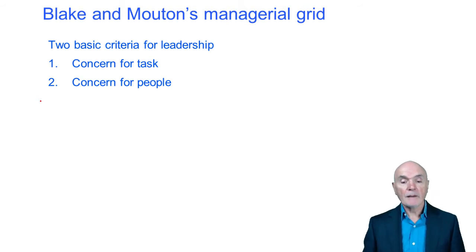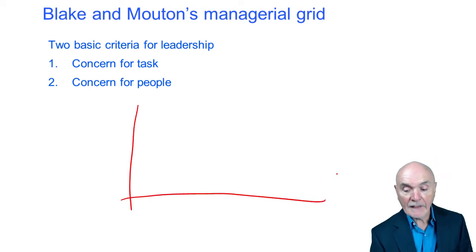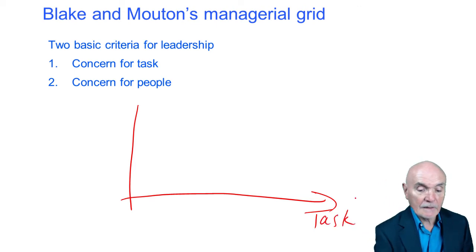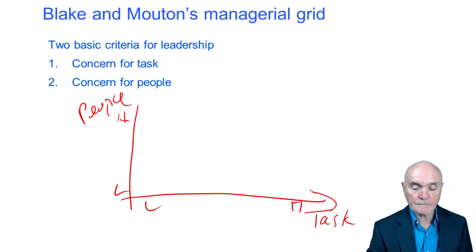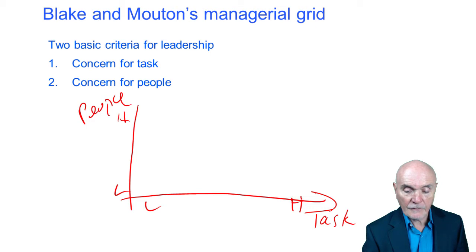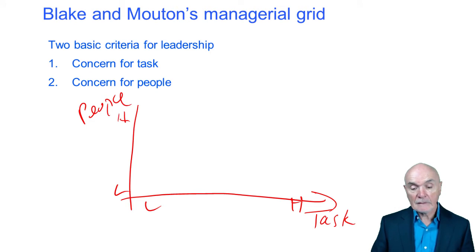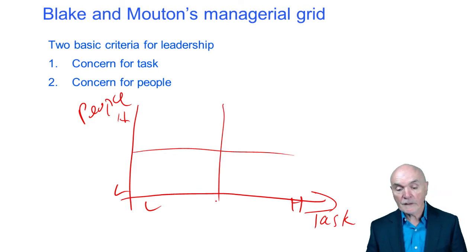Blake and Mouton developed a managerial grid, and they had out here concern for the task and concern for the people. That's high, low, low, high. It was originally developed as a method of appraising managers to see where they were maybe a bit weak and needed a little bit of training. You can think of it as a grid here. Quite often coordinates are put on to this.